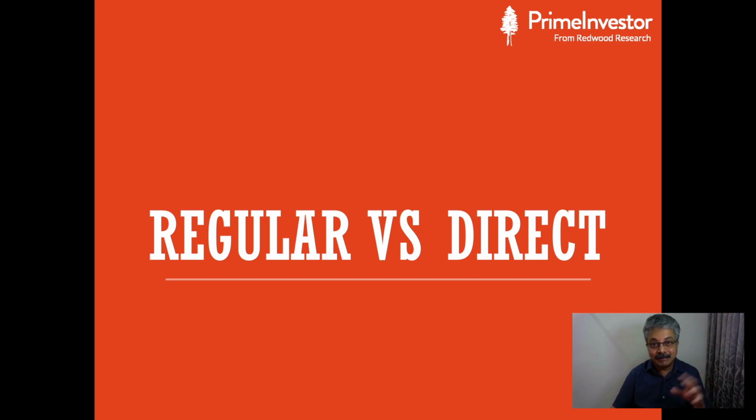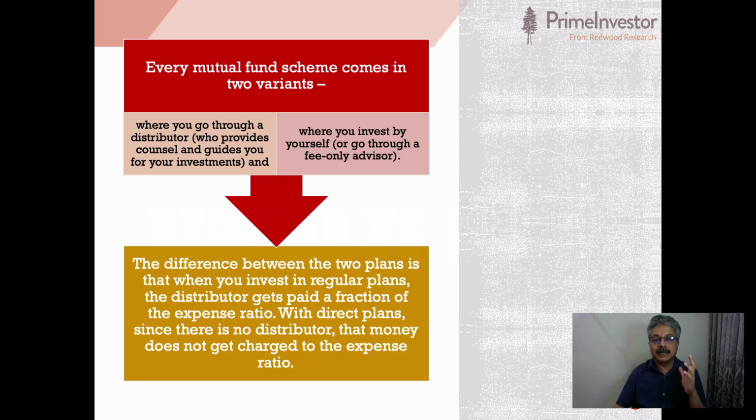And of course, we cannot talk about expense ratio without talking about regular versus direct. In mutual funds, there are two variants for every scheme: a regular plan and a direct plan. A regular plan is when you go through a distributor. A direct plan is when you invest directly or through one of the direct platforms. The difference between these two can be significant.